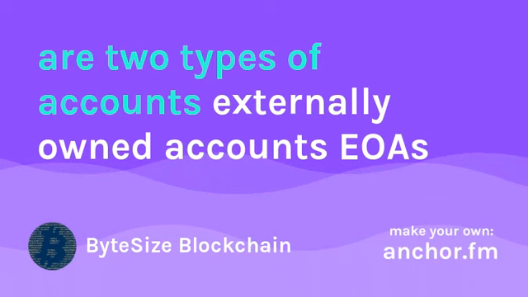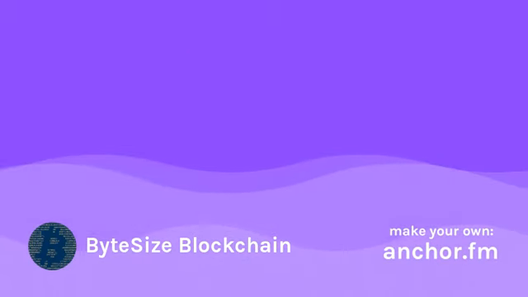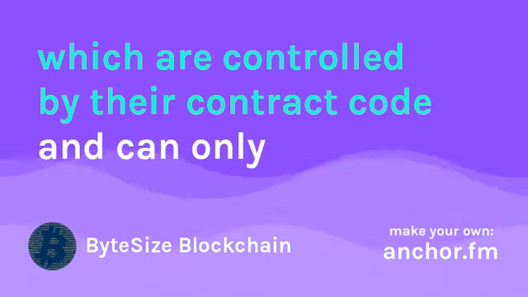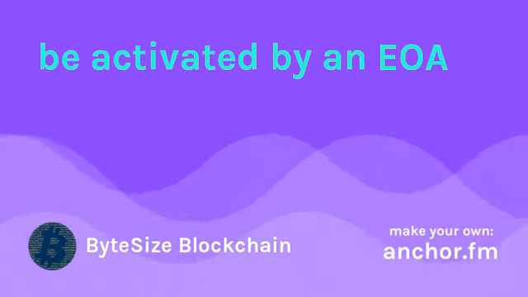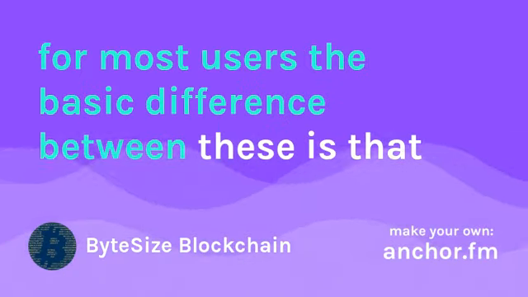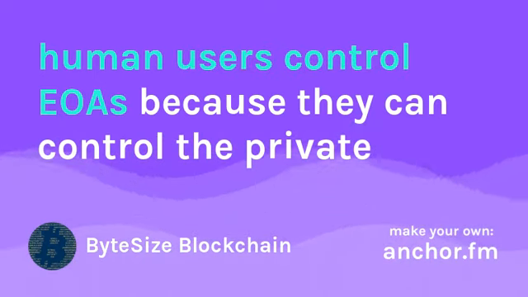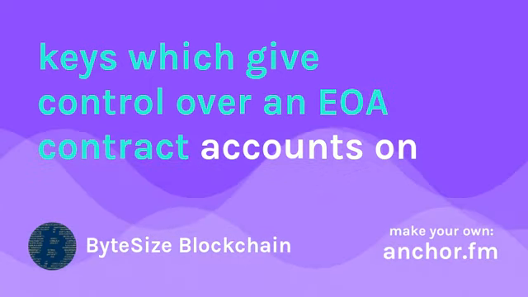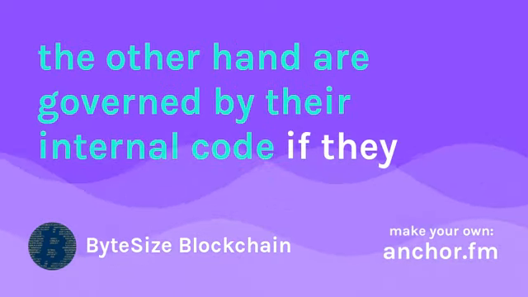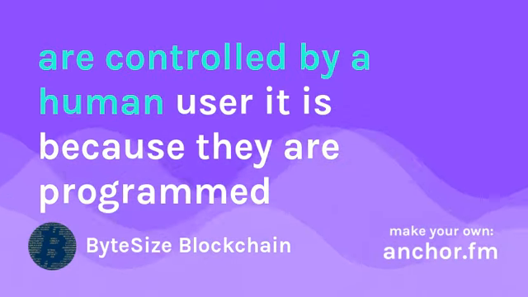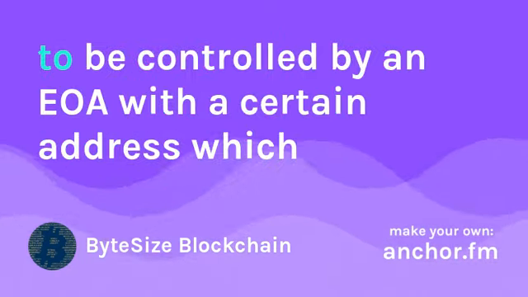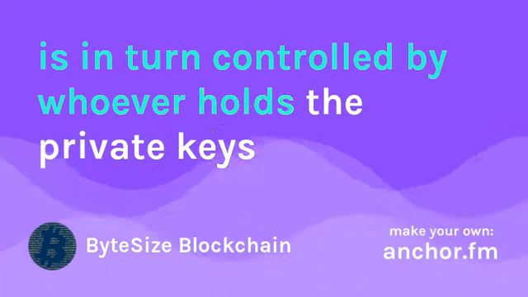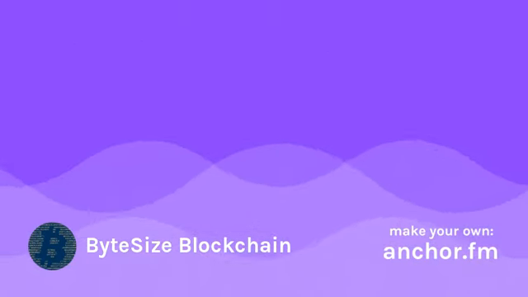There are two types of accounts: externally owned accounts, EOAs, which are controlled by private keys, and contract accounts, which are controlled by their contract code and can only be activated by an EOA. For most users, the basic difference between these is that human users control EOAs, because they can control the private keys, which give control over an EOA. Contract accounts, on the other hand, are governed by their internal code. If they are controlled by a human user, it is because they are programmed to be controlled by an EOA with a certain address, which is in turn controlled by whoever holds the private keys that control their EOA.